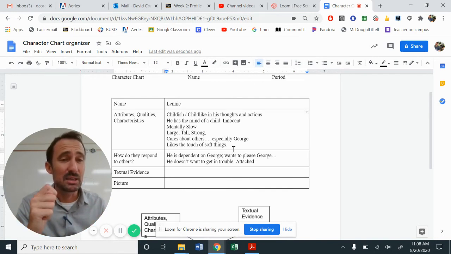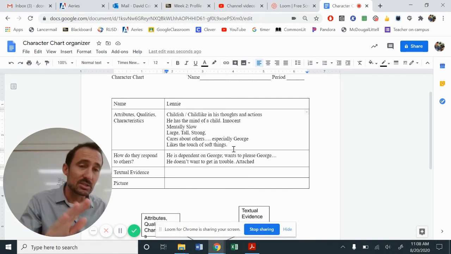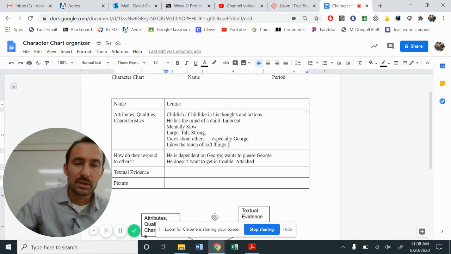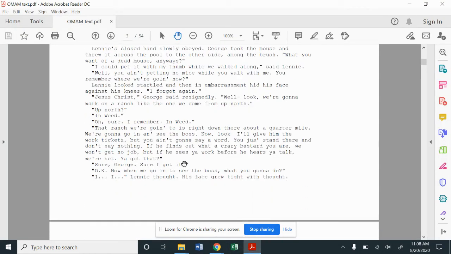And I think the same thing is for Lenny. He likes the soft touch of things, and that kind of helps him process. That kind of helps him detox, decompress, and it's enjoyable for him. So, looking back at our text, let's find some textual evidence that would describe what he is like.